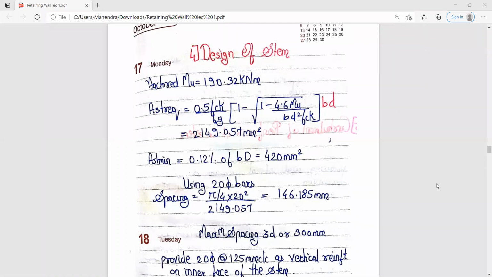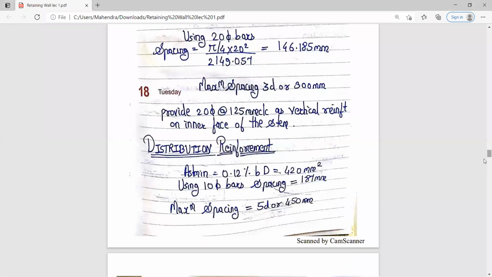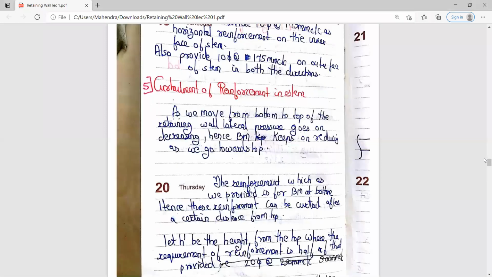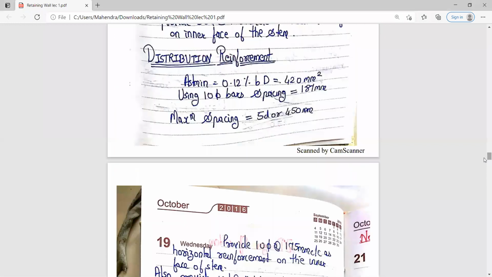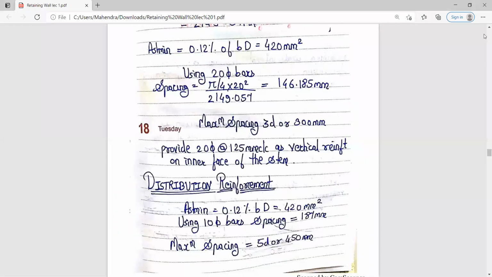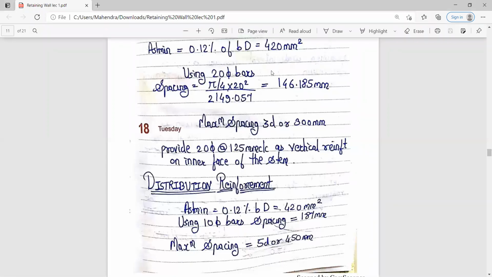So for distribution reinforcement, again you need to calculate AST minimum, and after calculating AST minimum, you need to calculate the spacing. So to calculate AST minimum, again you will use the same formula, that is 0.12% of B into D. So AST minimum you get is 420 mm square.